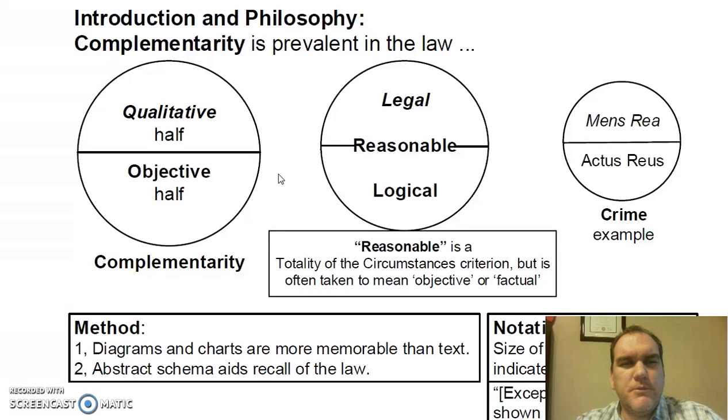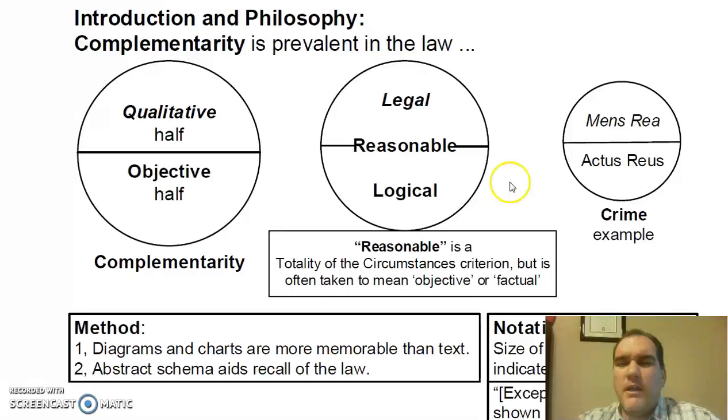So there's many ways of looking at this objective and qualitative half. Another way of looking at it is that the objective or physical half is the logical side, and the qualitative part is the legal side, because this is where the value judgments take place as to whether a legal situation is present or has been triggered. Often the word used as an interface is reasonable. Reasonable refers in a sense to the totality of the circumstances, but it's sometimes taken to be logical and objective, this half, but of course we can arrive at no conclusion of reasonableness without considering the totality of the circumstances.